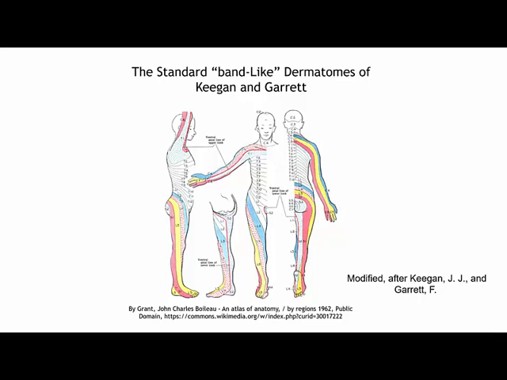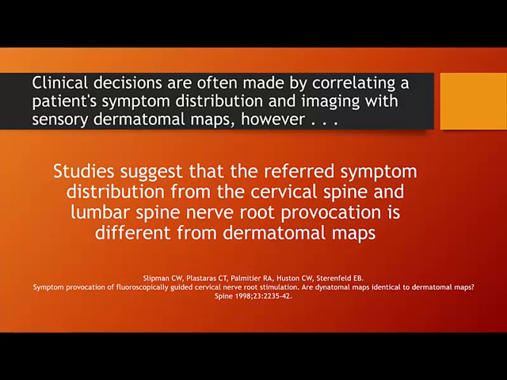Thoracic and L1 and L2 dermatomes were not studied, yet they appear on the map. They stated that the areas of diminished light touch sensation for lumbar dermatomes extended from the proximal midline down, yet all newer studies point to only a consistency of distal loss with varied proximal loss. Clinical decisions are often made by correlating a patient's symptom distribution with sensory dermatomal maps. However, studies suggest that the referred symptom distribution from cervical spine and lumbosacral nerve root provocation is different from dermatomal maps.